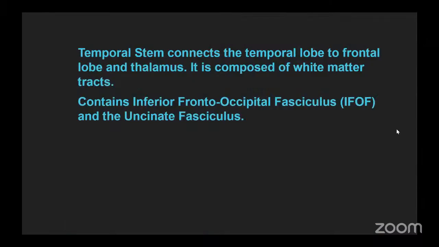So temporal stem connects the temporal lobe to frontal lobe and the thalamus. It's composed of white matter tracts. There are a lot of other tracts as well. But for the sake of this session's discussion, inferior fronto-occipital fasciculus and the uncinate fasciculus as well. Meyer's loop sometimes also gives some radiations into the temporal stem.